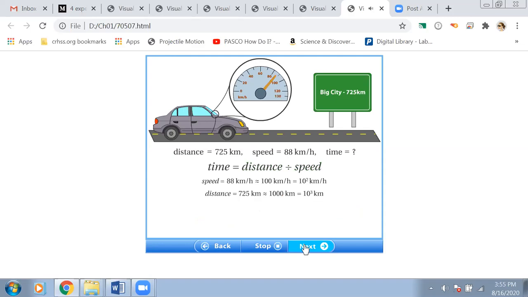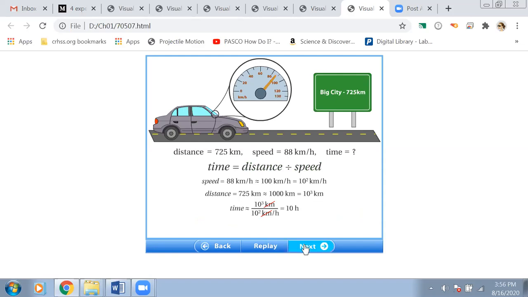To estimate the answer, we make an order of magnitude approximation by rounding each quantity to the nearest power of 10. They took 88 and said, okay, for one significant figure, that's about 100. 725 is about 1,000, because they decided there's only one significant figure. We find that the trip should take about 10 hours.